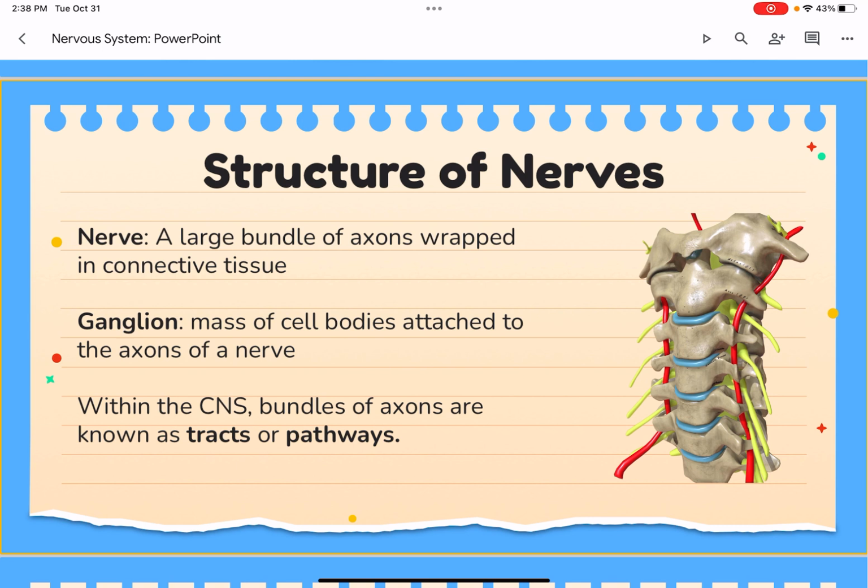So a nerve is a large bundle of axons wrapped in connective tissue. We can compare a nerve to a telephone cable. The axons are like the individual wires, and the myelin sheaths are the insulation. A ganglion is a mass of cell bodies attached to the axons of a nerve. Within the central nervous system, bundles of axons are known as tracts or pathways.